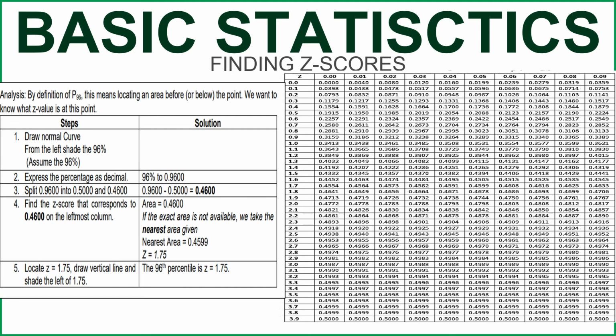So, let me give you an example. This is our first example. In this example, we want to find the 96th percentile of the normal curve. This P96 means 96th percentile. P sub 96 is the 96th percentile. So, we're finding the 96th percentile of a normal curve.